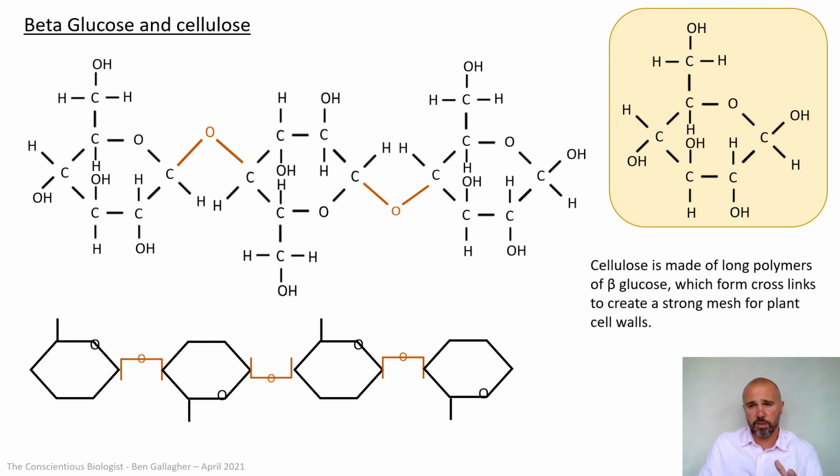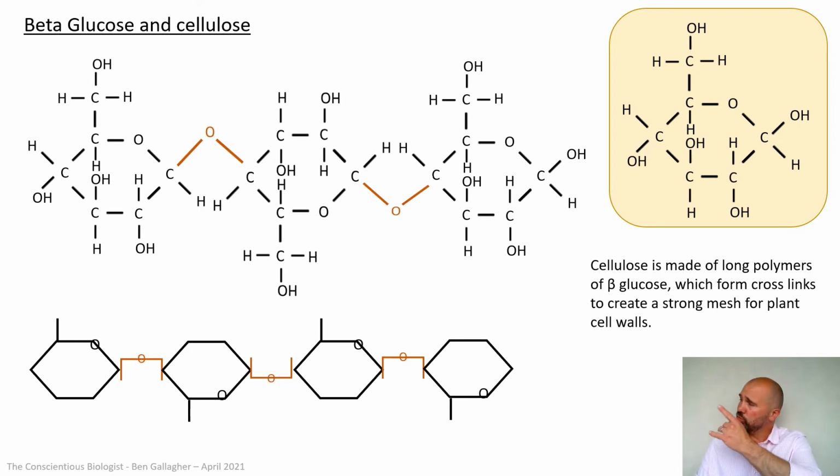So cellulose is made of long polymers of beta glucose. Those long polymers, though, then form cross-links by hydrogen bonding to other long strands of cellulose, which means they can form a really good mesh. I'll show you a diagram of that in a slide in a second. But you must, in the exam, be able to describe or draw the differences between alpha and beta glucose, which is really simple because it's just the difference on that front carbon. But you've got to be able to describe the difference.